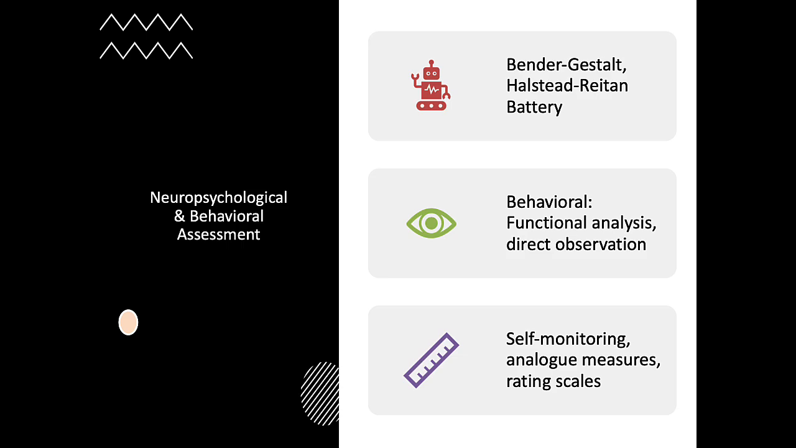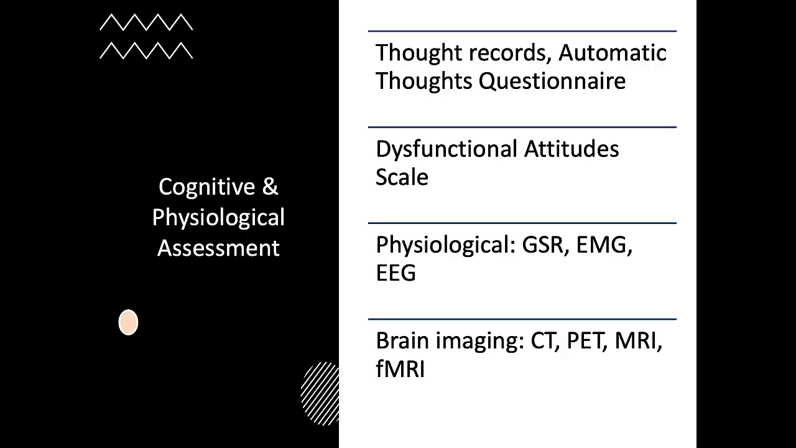Cognitive assessment measures dysfunctional thoughts and beliefs with tools like the Automatic Thoughts Questionnaire and Dysfunctional Attitudes Scale. Physiological measurement examines biological responses linked to anxiety and other disorders, such as galvanic skin response, electromyography, EEG, CT scans, PET scans, and MRI or fMRI.